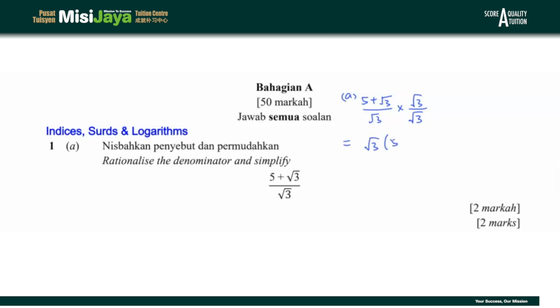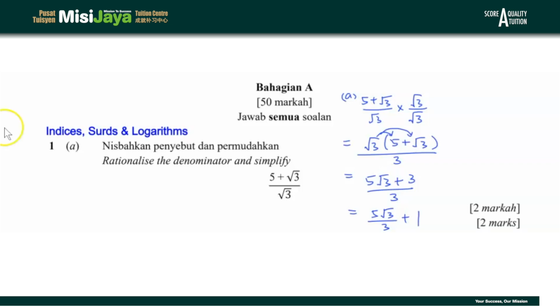So then we times together. So √3 times with 5 plus √3, okay, then over √3 times √3 is equals to 3. Okay, so now we're going to times inside. So we expand the bracket. So we get 5√3 plus, so √3 times √3, so we get 3, okay, over 3. Okay, so now we separate them into two different terms. So 5√3 over 3 plus with 3 divided by 3 is equals to 1. Okay, 1.